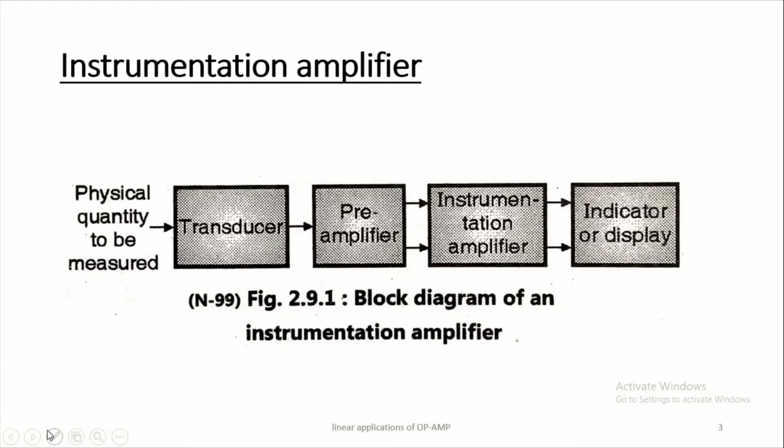This is a block diagram of an instrumentation amplifier. First of all, we have to understand the transducer. A transducer is a device that converts one form of energy into another form of energy. Examples of transducers are thermometers, loudspeakers, and pressure sensors.